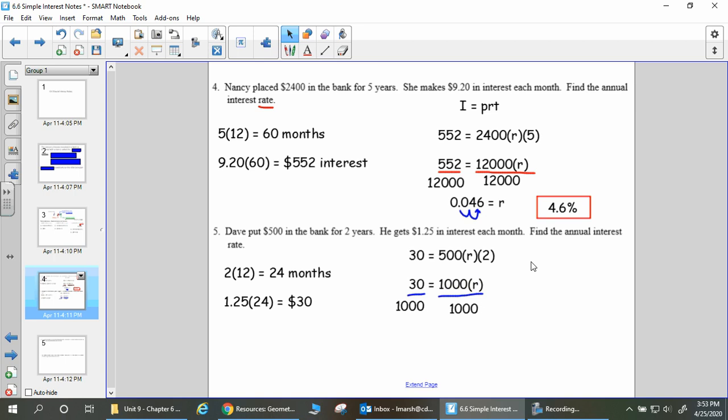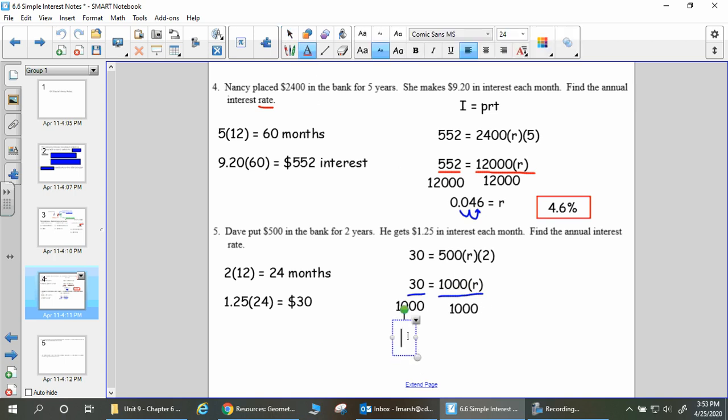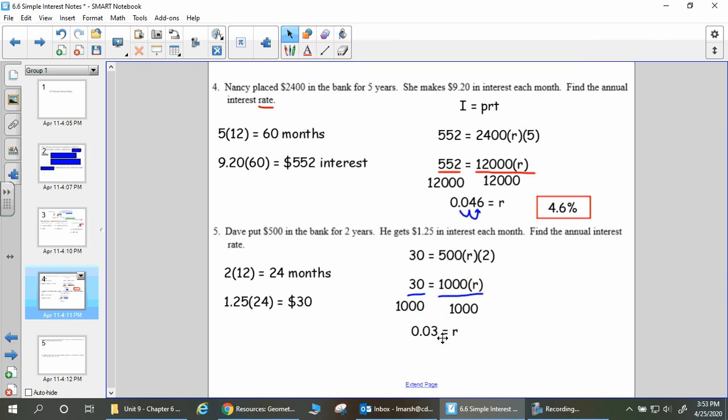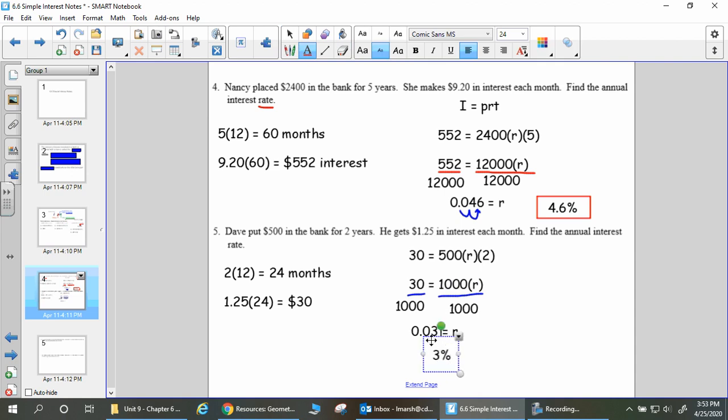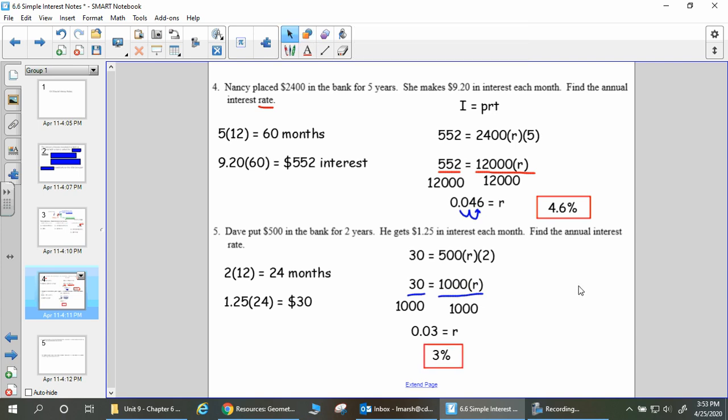Thousands are gone. When I divide 30 divided by 1,000, I get 0.03. That's my rate. Again, think about it: I've got to slide that decimal back 2 places. That means I actually have a 3% interest rate. And again, I'm just going to box it to make it clear. That's my final answer.